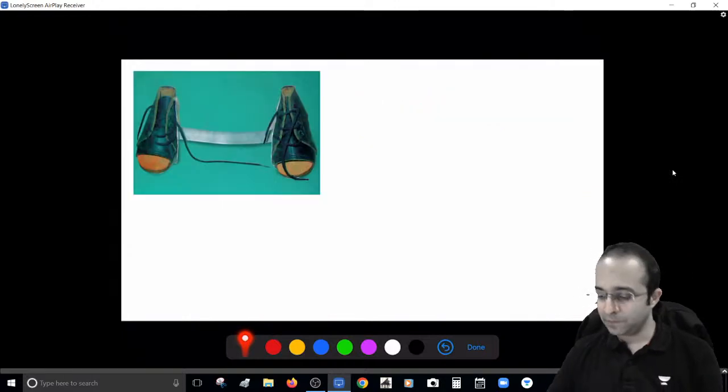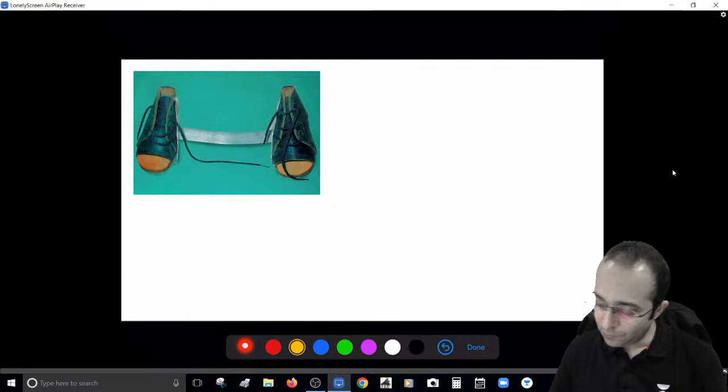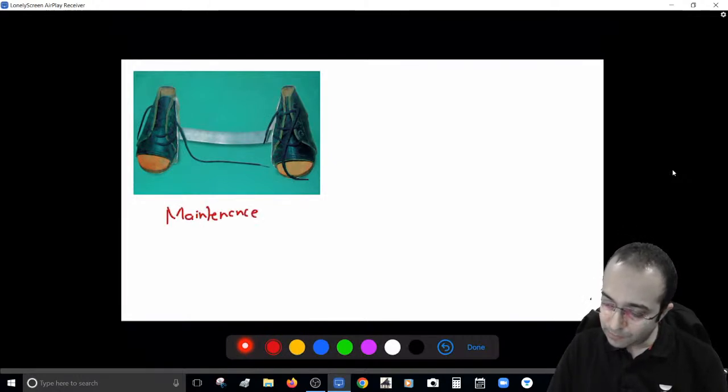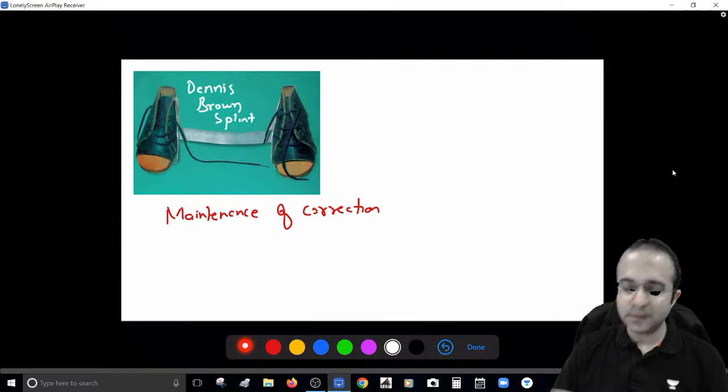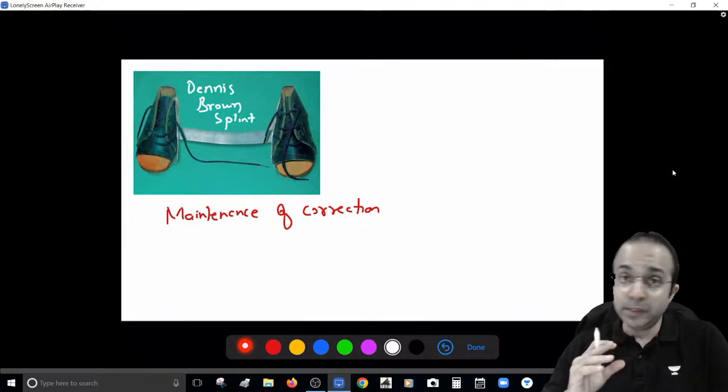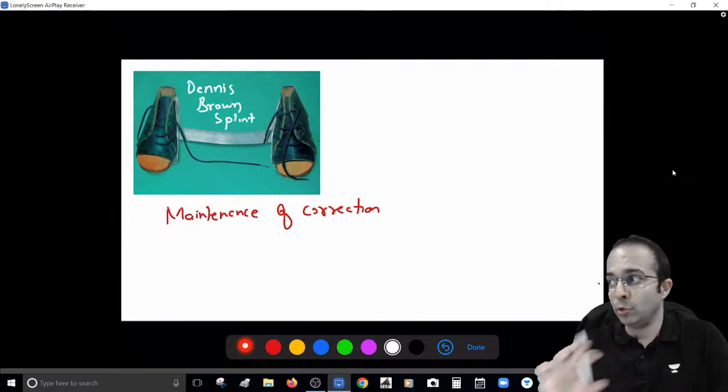Perfect. So these are the splints we use for maintenance of correction in CTEV. Once you correct CTEV by any method, you're supposed to maintain the correction for maybe another 2-3 years. And for this we use the Denis Browne splint. Very popular splint, has been in the MCQs a number of times. So do have a good look at the Denis Browne splint.